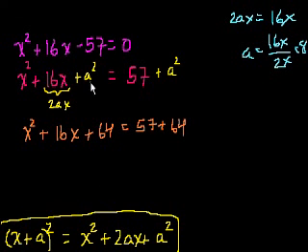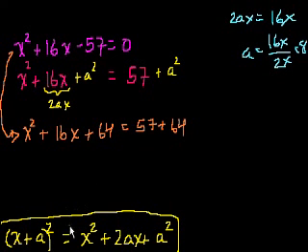Right? All we did, I went through a fairly tedious explanation here, but all we've really done to get from there to there is we added 57 to both sides of this equation to get it on the right-hand side. And then we added 64 to both sides of this equation. And why did I add 64 to both sides of this equation? So that the left-hand side expression takes this form.